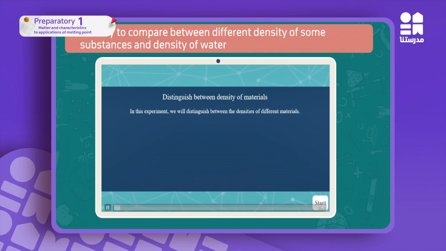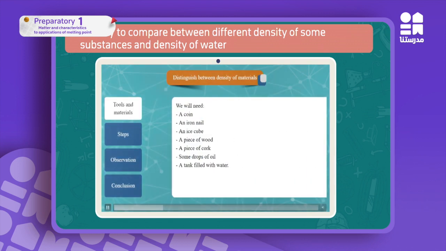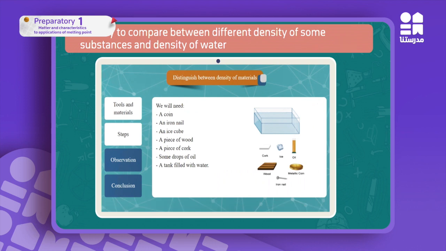It's actually showing you a science activity هتبين لنا الدنسيتي والديفرنسز in the density between all materials. ان كل material ليها certain density. Do you know that some substances float on the water surface and others sink? This is due to their different densities. Click to start this activity to distinguish between the densities of different materials. In this activity, we will need a coin, an iron nail, an ice cube, a piece of wood, a piece of cork, some drops of oil, and a tank filled with water.